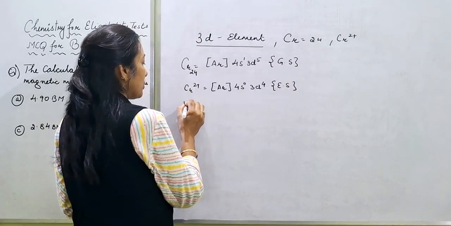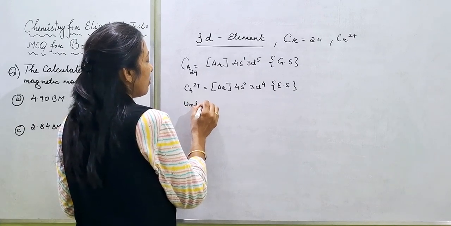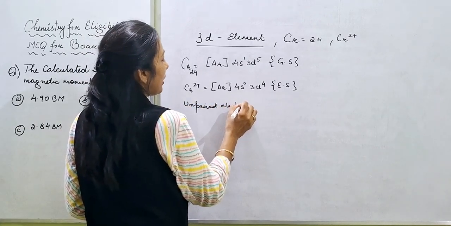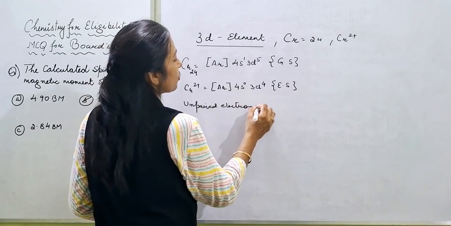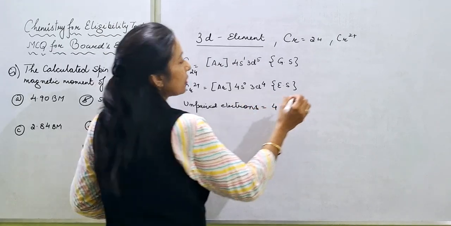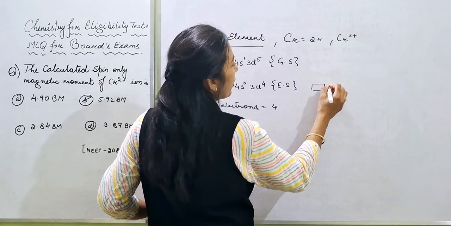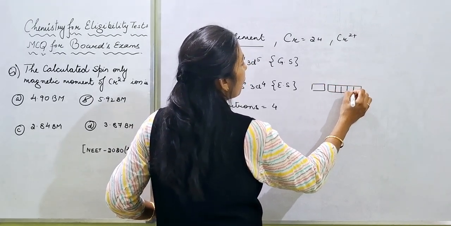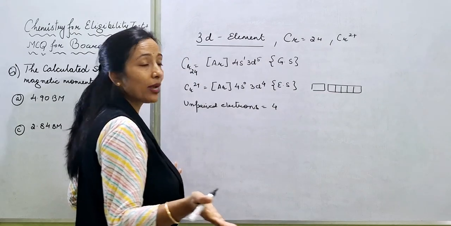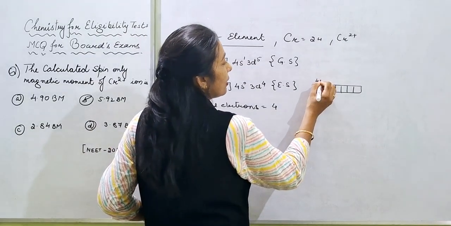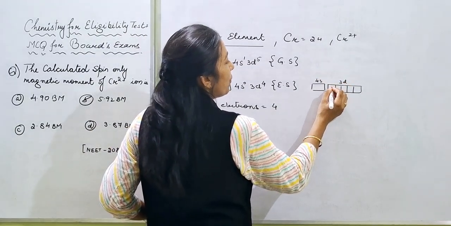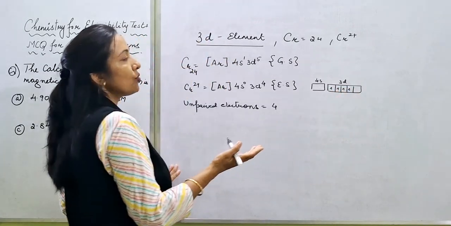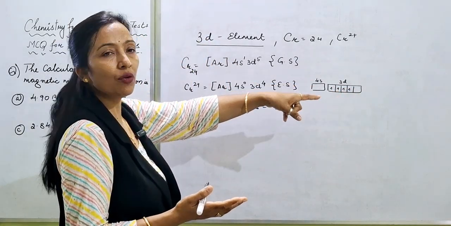Now, unpaired electrons. How many unpaired electrons are there here? That is 4 only. Unpaired electrons are 4, because if I draw 4s, there is no electron in 4s, and 3d, 1 2 3 4, degenerate, has 5 suborbitals. This is 4s, this is 3d, and we have 1 2 3 and 4. According to Hund's rule, this is the way we can fill it.